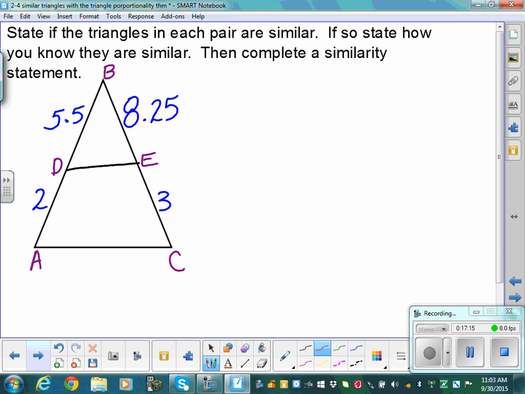Here we go. Okay, so it says, state if the triangles in each pair are similar. If so, state how you know they are similar, then complete a similarity statement. So there's a couple different ways we can do this one. I'm going to do this one a certain way, and then you might see me do it a different way in another one, and I'll clarify why. So first of all, keep in mind, guys, that we have this small triangle right here, triangle DBE. And we also have triangle, I'm not going to call them similar yet until I've checked, ABC, this big one.